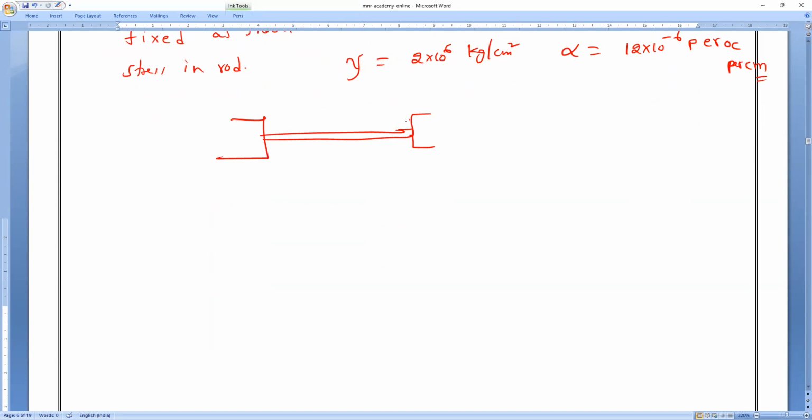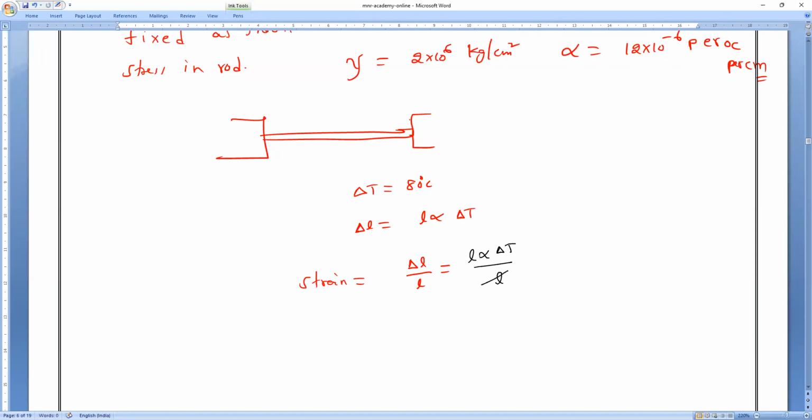So find the answer, everybody. Change in temperature, delta T, is equal to 80 degrees Celsius, and delta L is equal to L into alpha into delta T. What is the strain formula? Make it quick, everybody. Strain is equal to delta L by L, which is L into alpha into delta T divided by L. So L and L will get cancelled, and we get alpha into delta T.